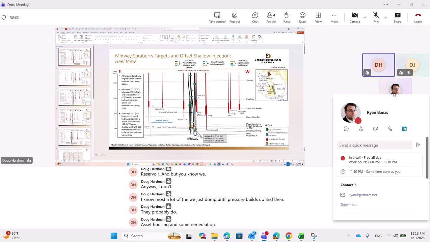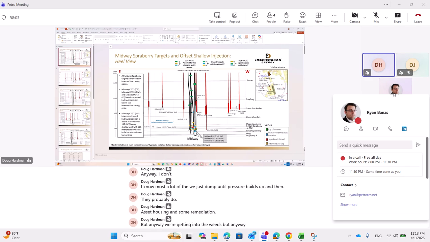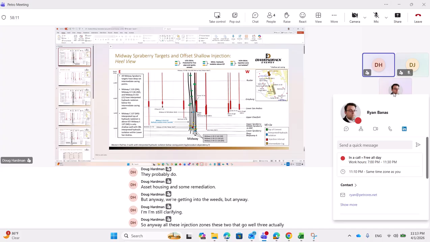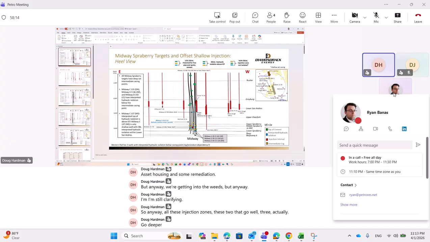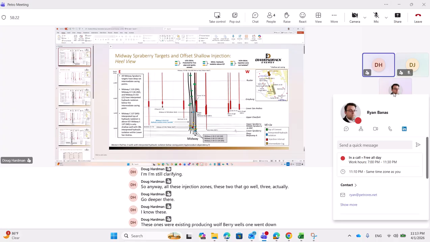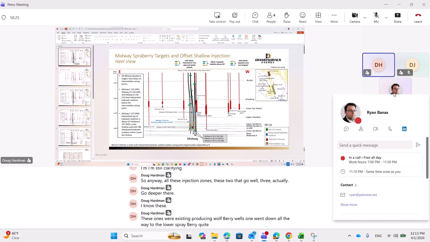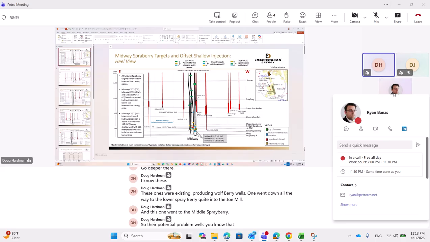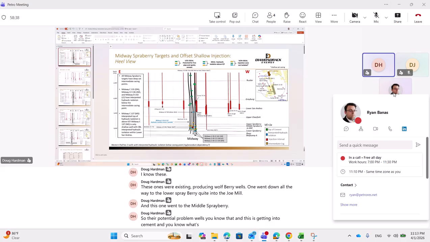But anyway, we're getting into the weeds. I'm still clarifying. All these injection zones, these two that go, well, three actually go deeper. I know these ones were existing producing Wolfberry wells. One went all the way down to the lower Sprayberry, quite into the Joe Mill, and this one went to the middle Sprayberry. So they're potential problem wells, and this is getting into cement and what's going on here.